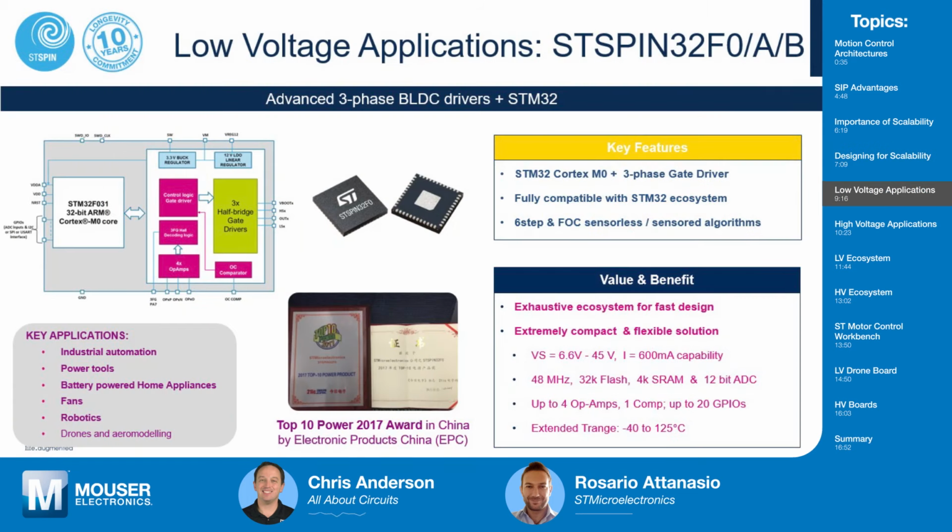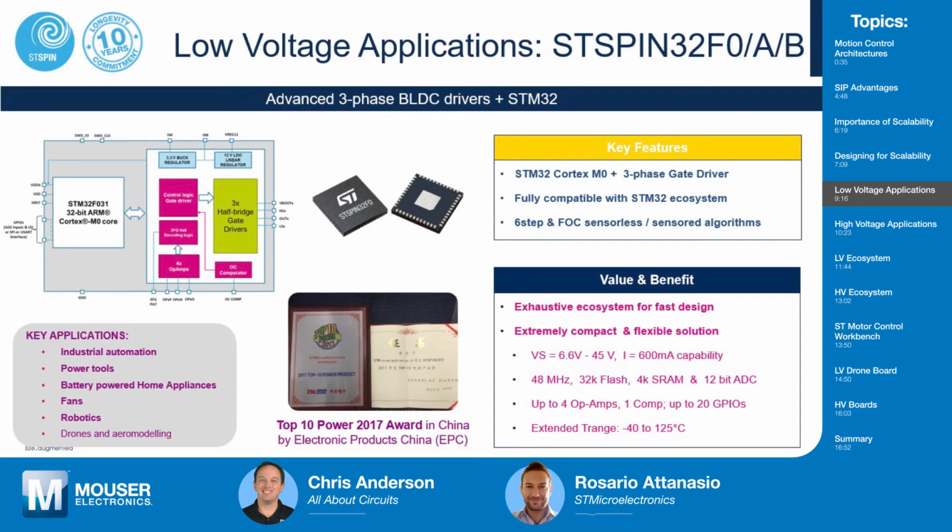What's the breakdown in applications between low voltage and high voltage products? There are several key applications where the low voltage family can be used. So first of all, let me say that there are three products in the low voltage family, and these are the STSPIN32 F0, the F0A, and the F0B. And the difference between these products is mainly in the number of internal op-amps, comparators, and the GPIOs.